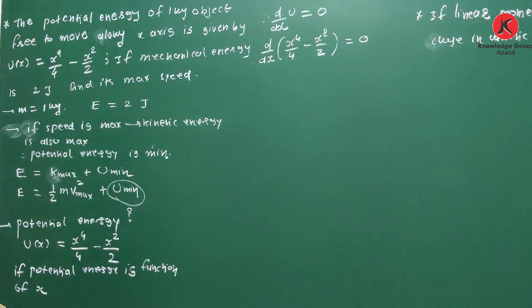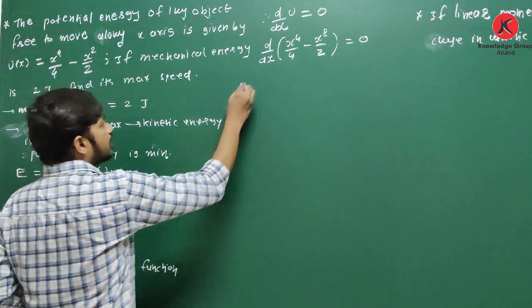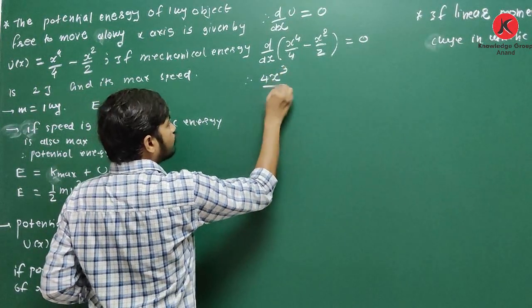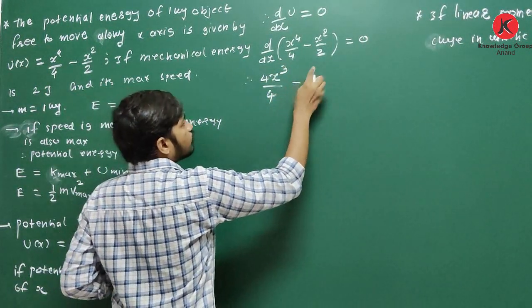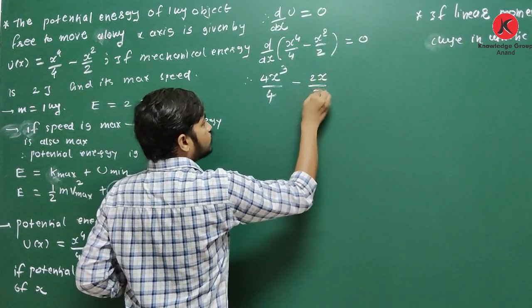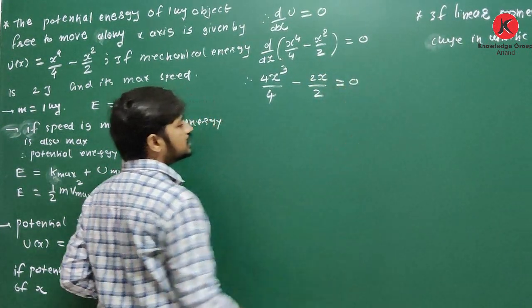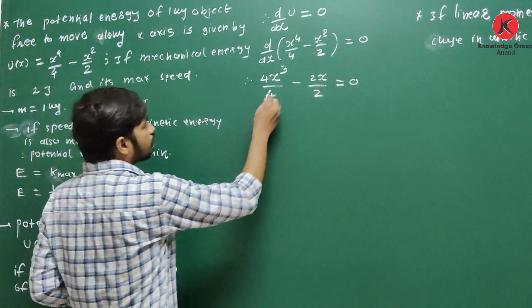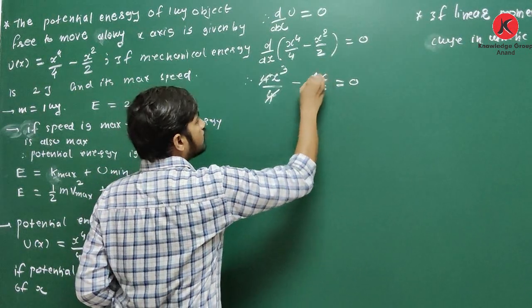Okay, now you know how to differentiate. Therefore, the differentiation of x to the 4 by 4 is 4x cube divided by 4, minus the differentiation of x square by 2, which is 2x divided by 2, and the differentiation of the constant is 0. Clear about this? So now 4 cancels 4, and 2 cancels 2.